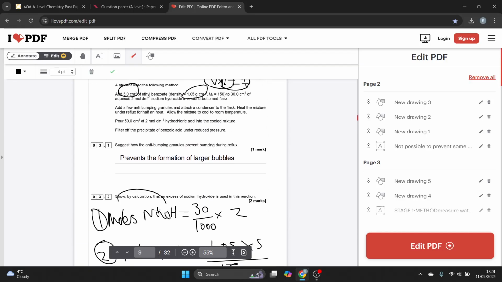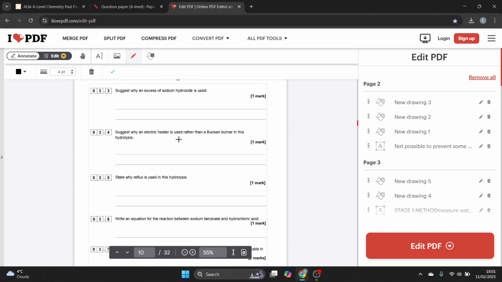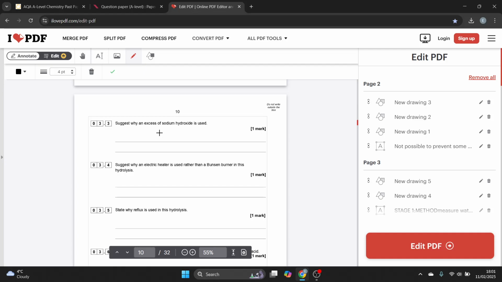And it just says show by calculation. You don't need to do anything else, just show your calculation. Suggest why an excess of sodium hydroxide is used: to ensure all the ester reacts. Suggest why an electric heater is used rather than a Bunsen burner flame in this hydrolysis: ethanol is flammable.